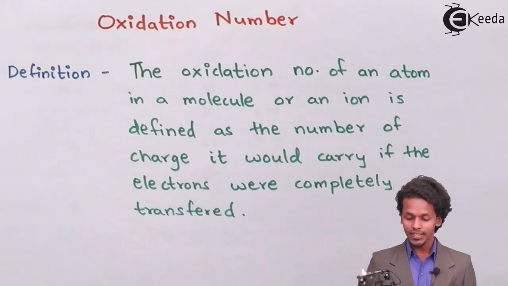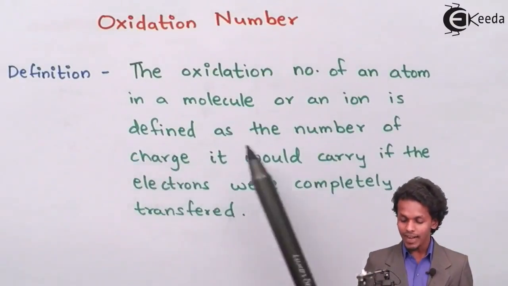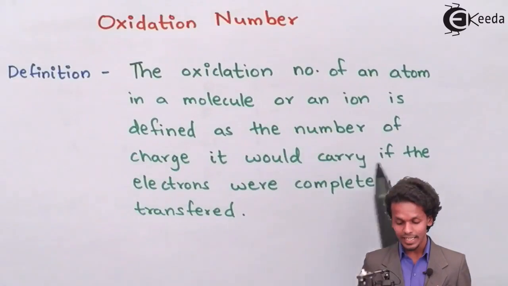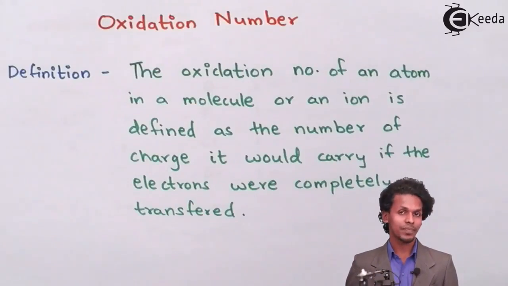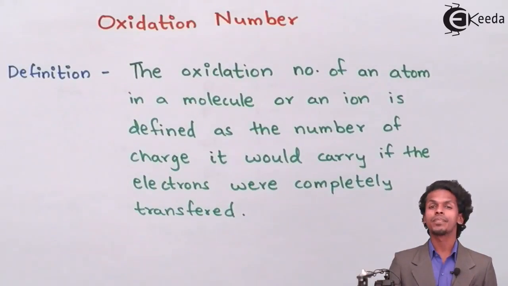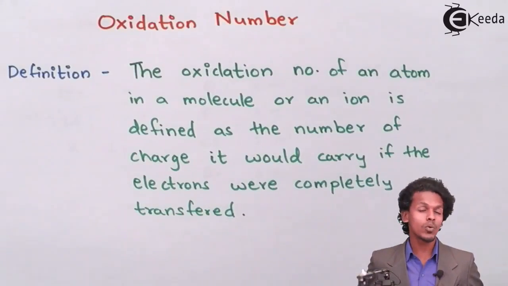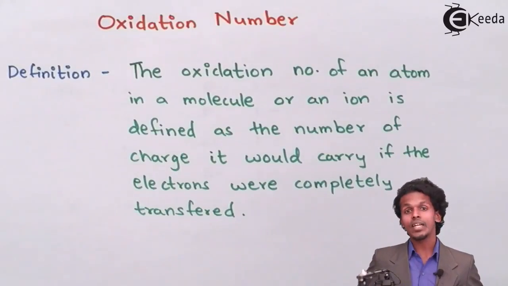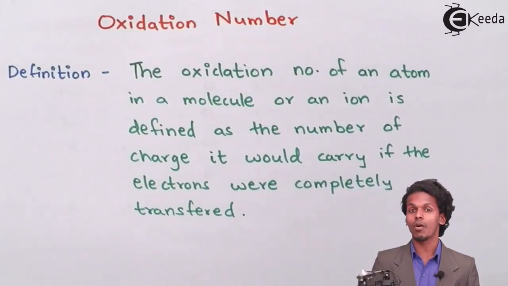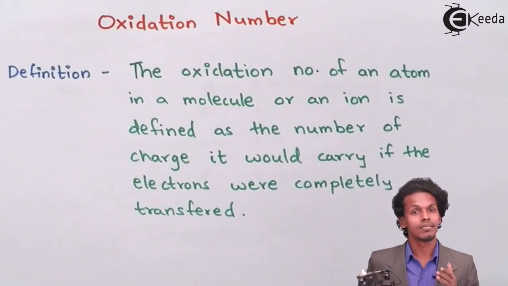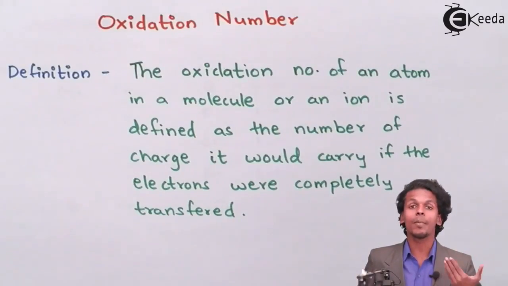So according to the definition, the oxidation number of an atom in a molecule or an ion is defined as the number of charge it would carry if electrons were completely transferred. So this means what? Suppose, let me give you an example. Sodium, which is a metal, has the capacity to lose an electron. So if it transfers the electron, the charge that would be present on the sodium would be +1, because by losing one electron it will get a charge of +1 on it.